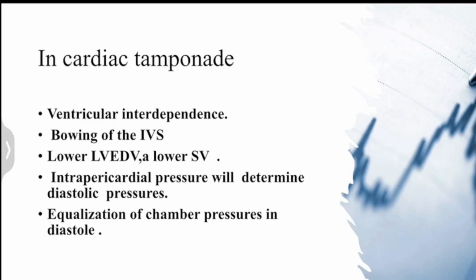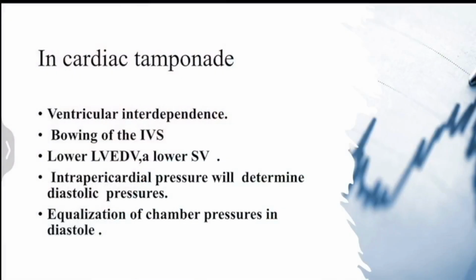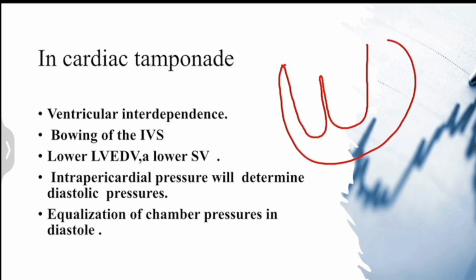And another thing you should keep in mind is the interdependence of the ventricles. Even though we are talking about right ventricle and left ventricle, remember that the septum is common. So what will happen? During inspiration, there is negative intrathoracic pressure, as I have already mentioned. The negative intrathoracic pressure will lead to more blood entering the right atrium through the inferior and superior vena cava. So there is more blood entering the right atrium.